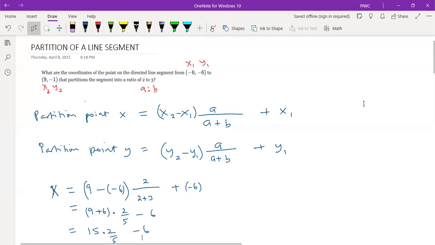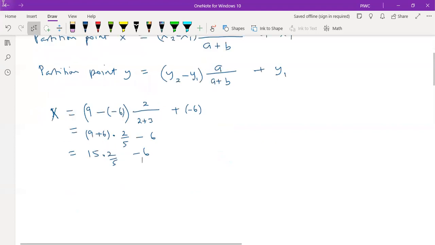So here I'm following the order of operations. Okay. So I have to multiply 15 times 2 over 5. This will be equal to 30 over 5. So that is 6. Minus 6, which gives us 0. So the x coordinate for the partition point is 0. Okay. What about the y?